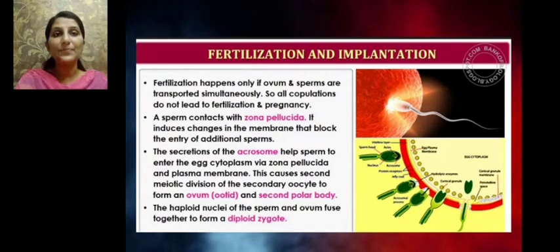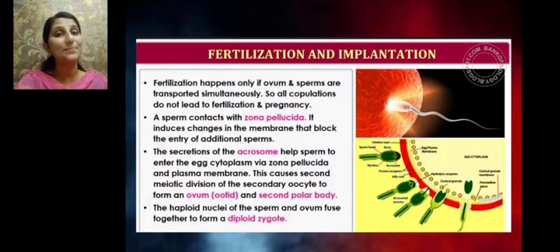When the sperm comes in contact with the zona pellucida, the layer covering the secondary oocyte, it induces certain changes in the membrane that block the entry of an additional sperm. This allows the restricted entry of only one sperm into the ovum.